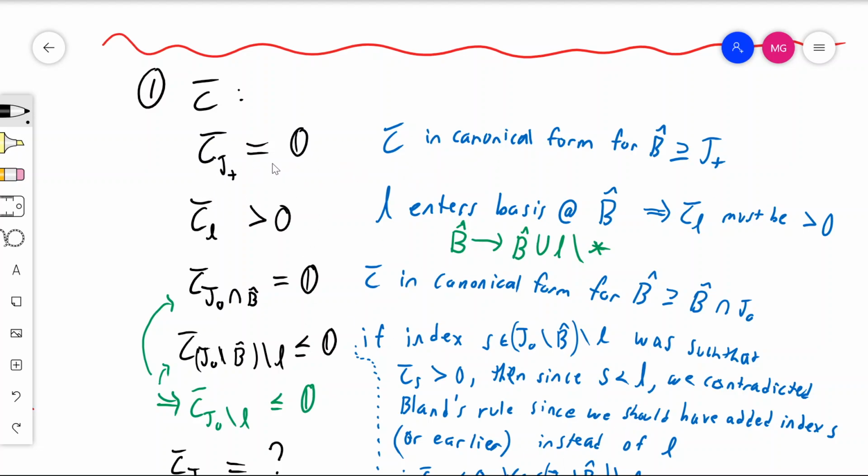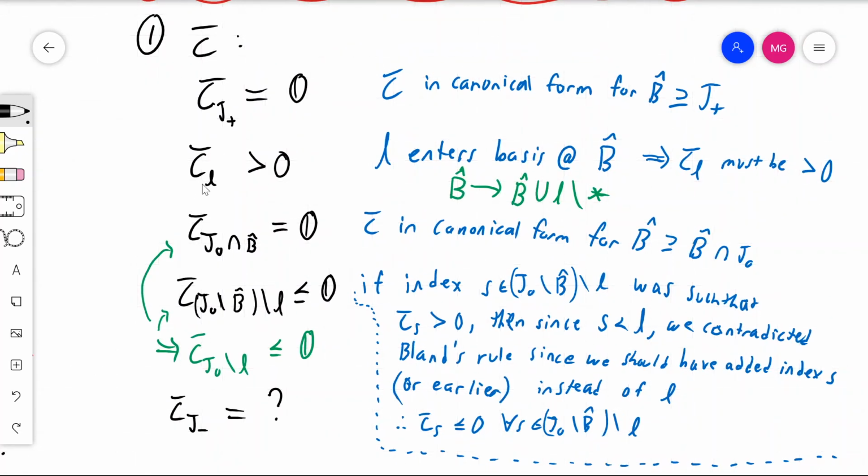So okay, what's the reason for C bar being 0 for J plus? It's because J plus is, by definition, part of every basis. So in particular, it's part of this basis B hat that we're currently working with, and we're in canonical form for this basis B hat. So all the components of B hat are 0. So in particular, the J plus components are 0s.